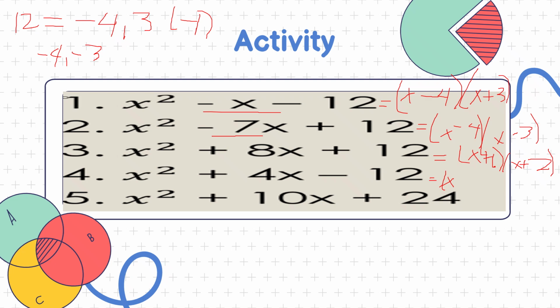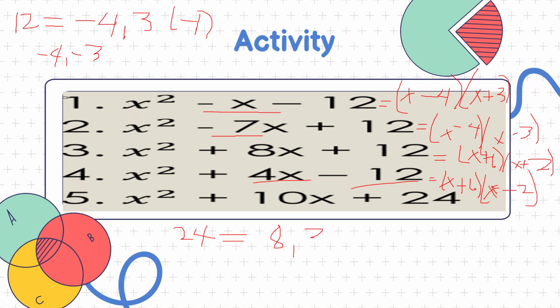Then for here, we can use the 6 and 2 again, but this time, plus 6, and we can use x minus 2. Why? Because 6 minus 2 gives us 4. It's positive. And if we multiply 6 times negative 2, that gives us negative 12. And for number 5, this one is very easy. What are the factors of 24? If we are doing that, 24, we can use 8 and 6. Oh, sorry, 8 and 3.